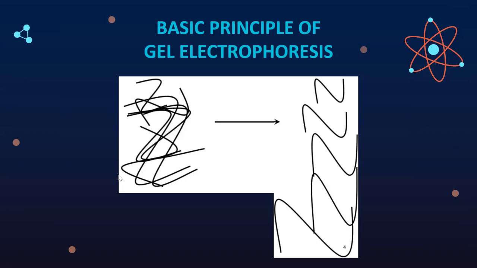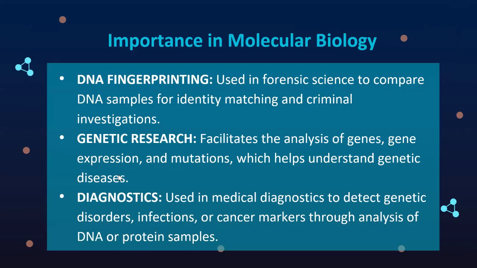Take note that DNA and RNA are negatively charged molecules, so they will be pulled towards the positively charged end of the gel. The importance of gel electrophoresis in molecular biology is, first, for DNA fingerprinting. It is used in forensic science to compare DNA samples to identify matches in criminal investigations. So yun po yung ginagamit nila.